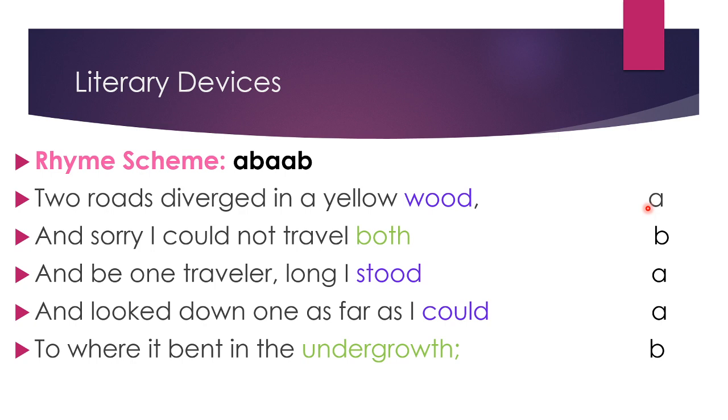So the next letter after a is b. Therefore, we will start with b. So now both will get b. And growth and both are again rhyming, so undergrowth will also get b. So the rhyme scheme becomes a, b, a, a, b. And it is written like this in small letters. Do not write the rhyme scheme in capital letters. I hope that you've understood how to find the rhyme scheme.